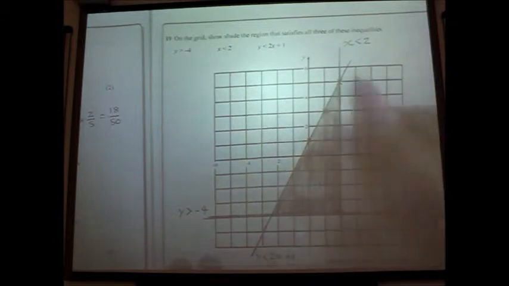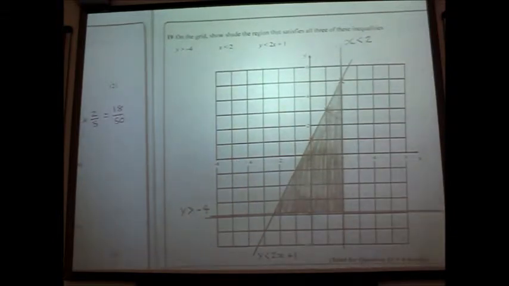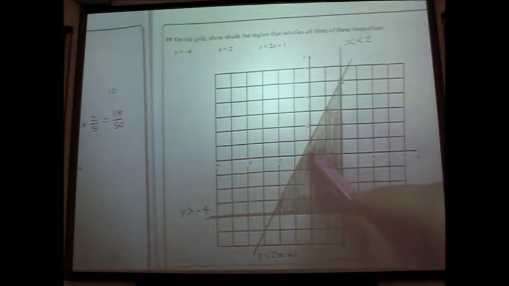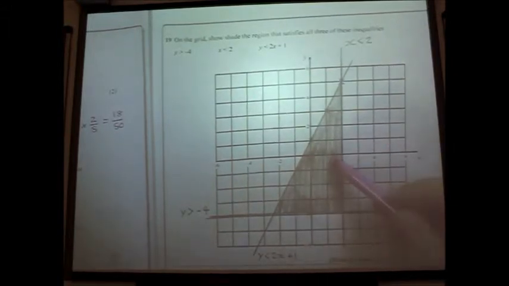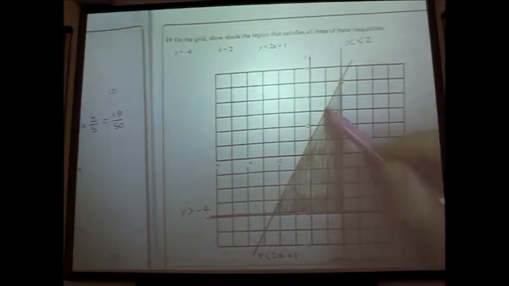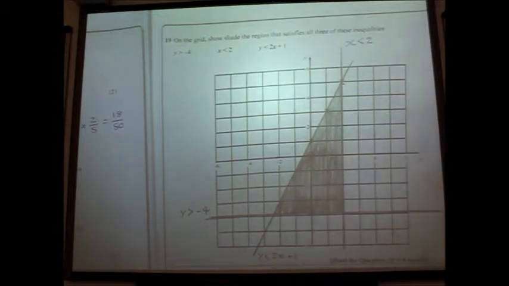I've worked out that this is the line. The way I've done it is, I thought if x was 0, then y equals 2 lots of 0 is 0, add 1, so it'll go through there. If x is 1, 2 lots of 1 is 2, add 1 gives you 3. So that's how I've done it, and I've drawn it.